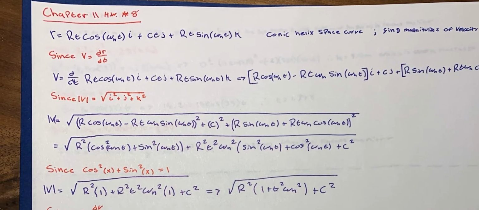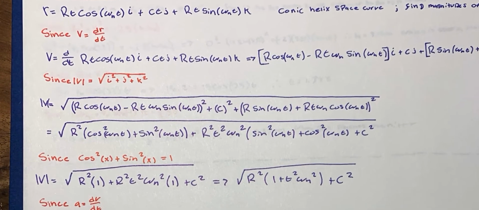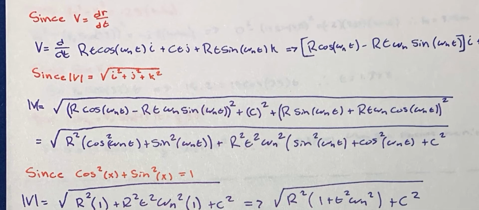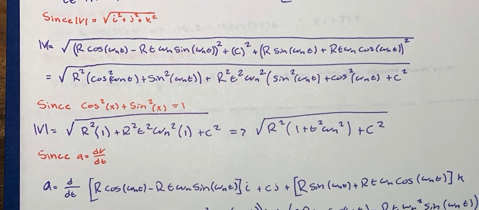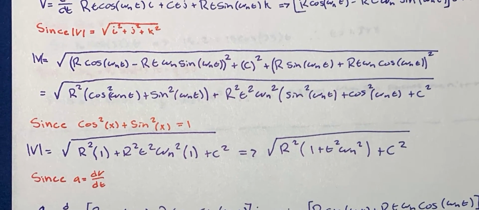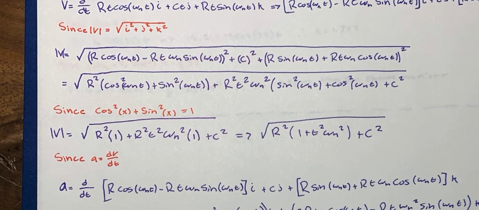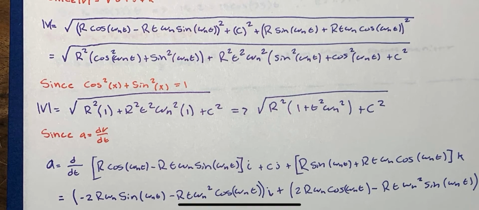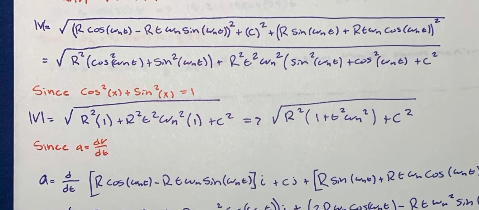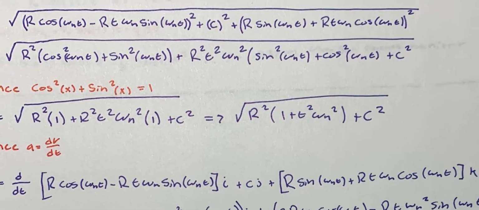Since we're trying to take the magnitude, and the magnitude is equal to the square root of i squared plus j squared plus k squared, we take the square root of the sum of the squares, which will end up with this equation here. And since we know the trig identity, cosine squared x plus sine squared x is equal to 1, we can simplify it down to this right here.